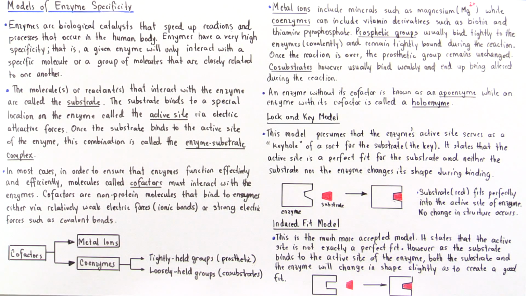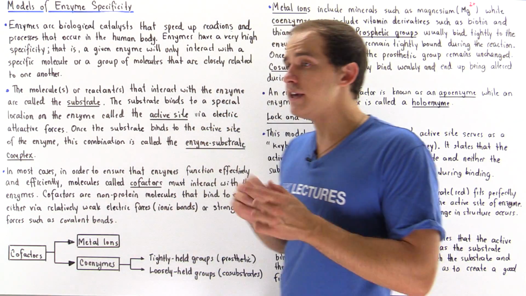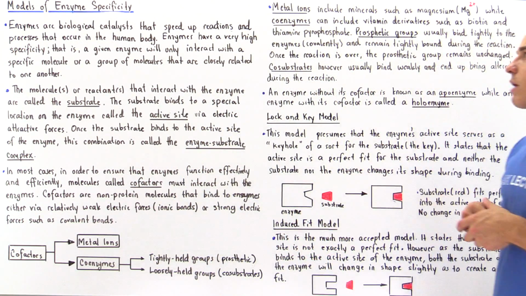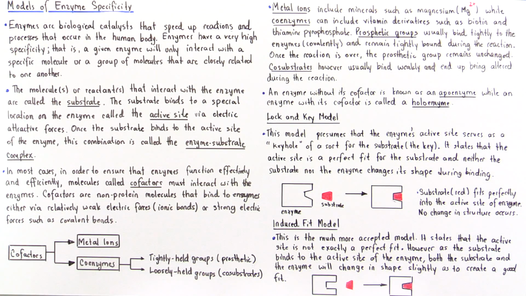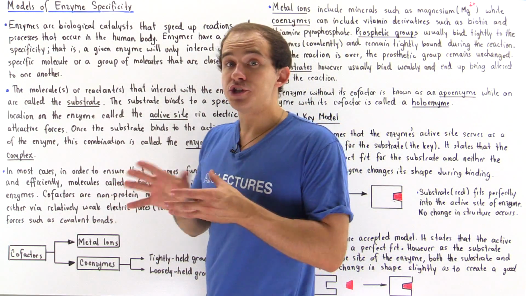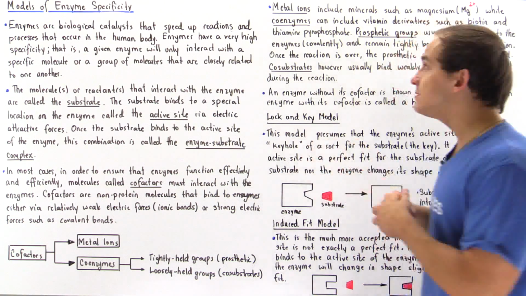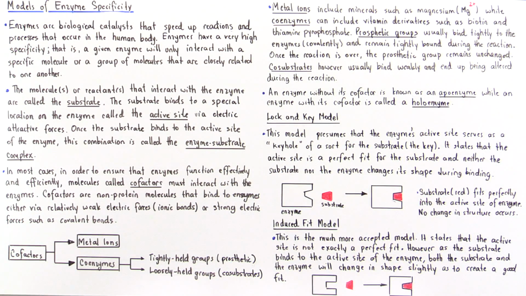So we have the prosthetic group, which basically binds tightly to the enzyme. So these coenzymes bind tightly, usually via covalent bonds, to our enzyme and remain tightly bound during the reaction. And during the reaction, they are not actually changed. And so following the reaction, those coenzymes are regenerated and they remain unchanged.